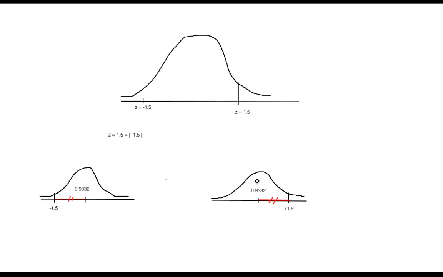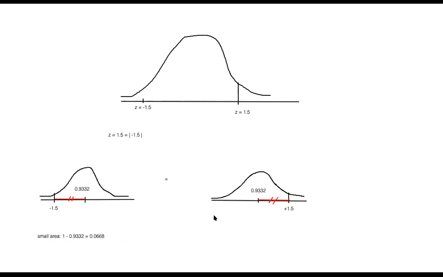They are equidistant. The large areas are identical, which means that the small areas are also identical. So now in order to get the small area, I just have to take 1 and subtract the large area from it, and I get 0.0668. So this is the small area, because remember, everything under the curve adds up to 1. If this is 0.9332, this little area is 1 minus that.